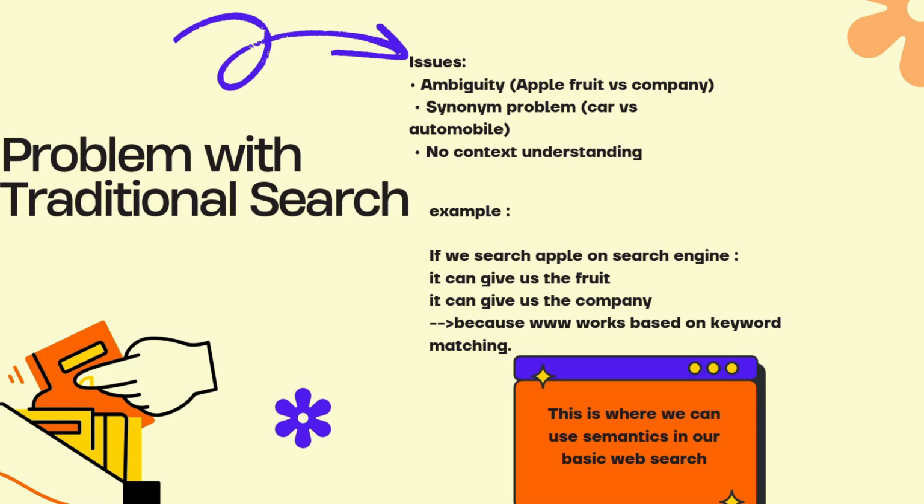First, ambiguity. One word can have multiple meanings. Second, the synonym problem. For example, car and automobile mean the same, but a keyword-based search might treat them as different. Third, lack of context understanding. The system does not understand user interaction. Because of these limitations, traditional search sometimes gives irrelevant results. This is exactly where the semantic web comes into the picture. The semantic web helps computers understand relationship and context and not just the keywords.